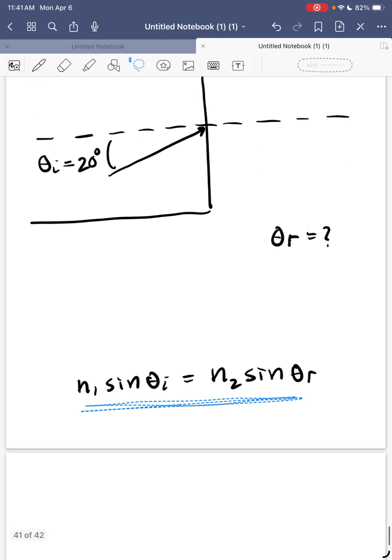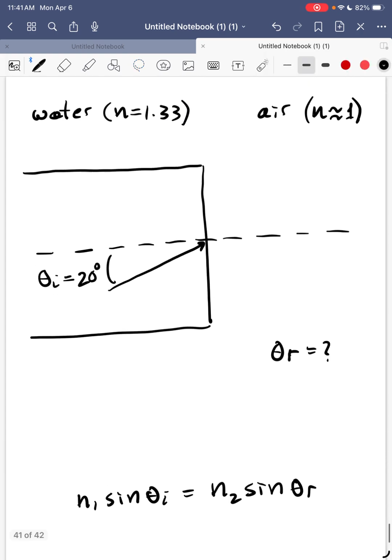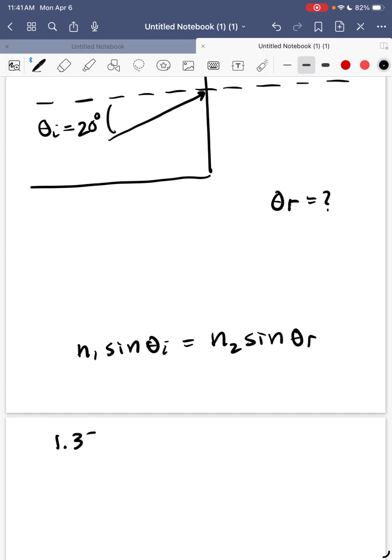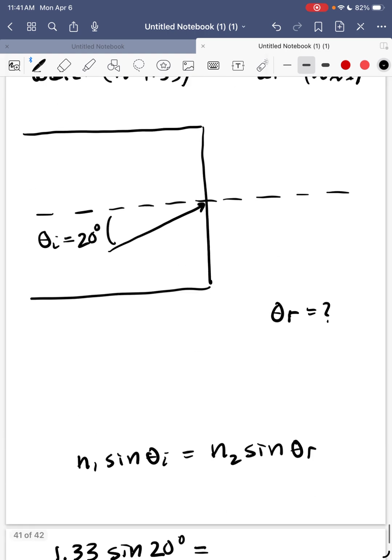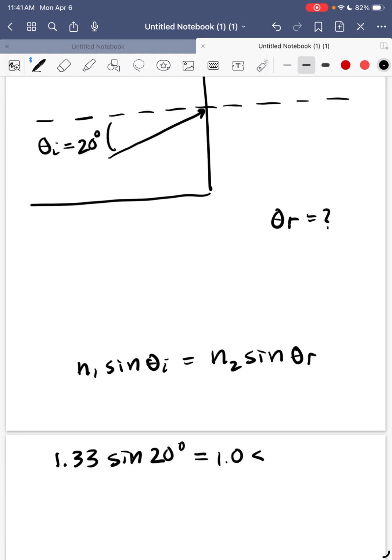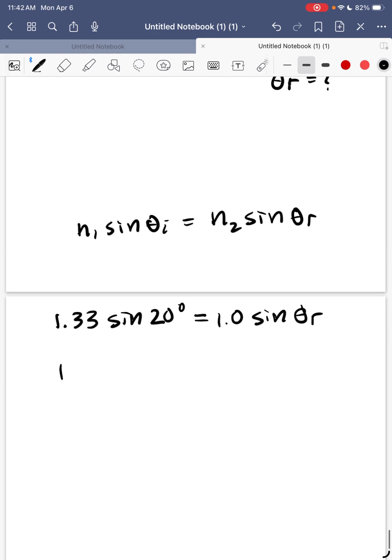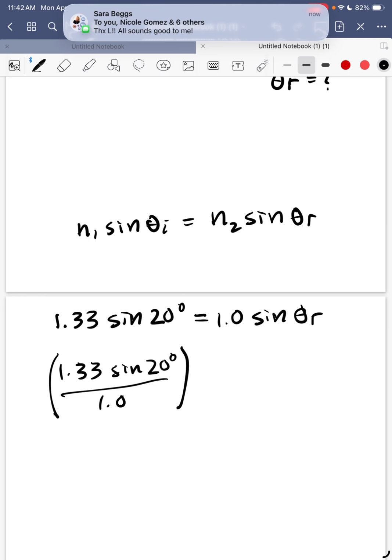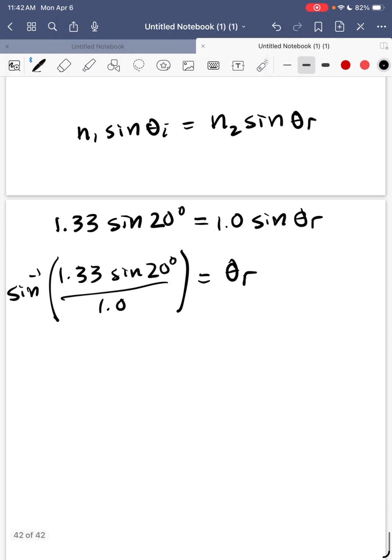So let's try this. So let's go ahead. So the index of refraction of water is 1.33. The incoming angle, or the incident angle, is 20 degrees, like this. It's going to equal the index of refraction of air, which we'll say is approximately 1 for our purposes here, times the sine of the refracted angle, like that. We want to solve for the refracted angle, so we get 1.33 sine 20 degrees, all divided by 1.0. And now if I take the arc sine of this, the inverse sine, that will give me the refracted angle.